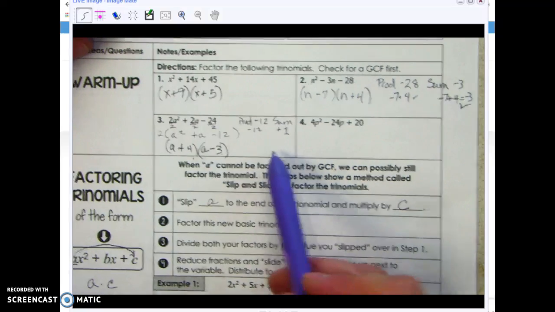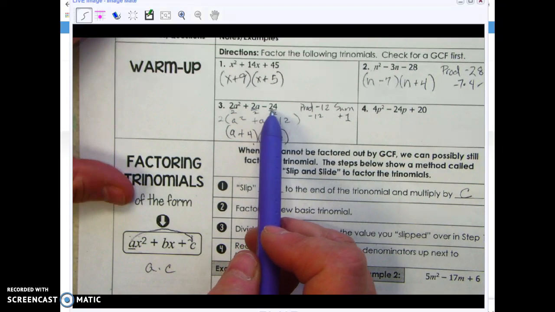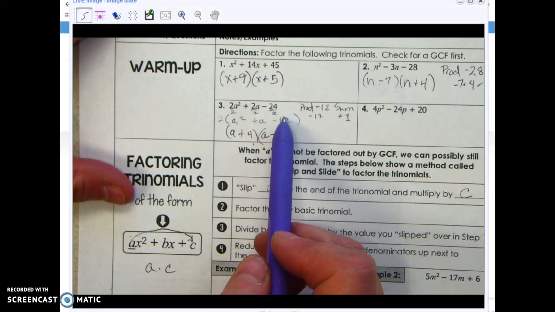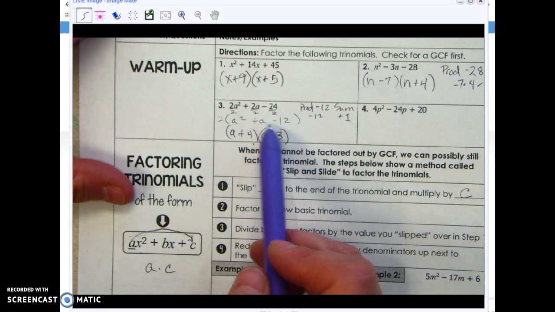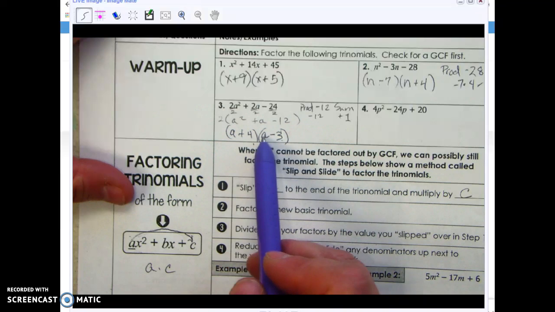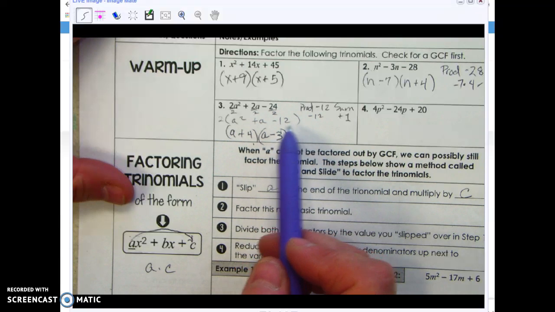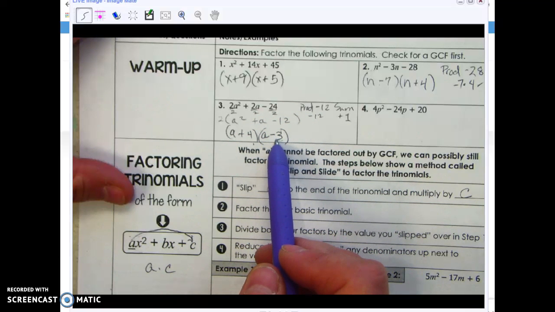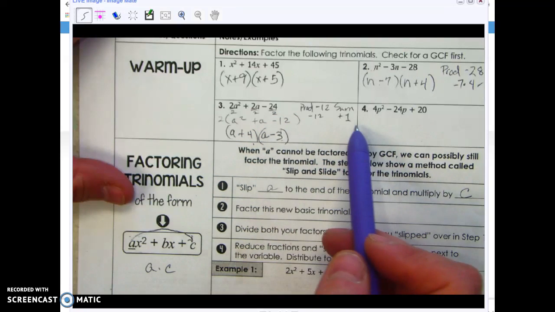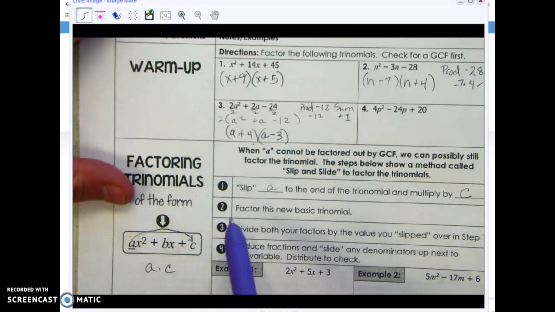And then we did the same thing on number 3, but on number 3 we had a greatest common factor that we could take out. So we divided each one by 2, and we ended up with a squared plus a minus 12. And again, an a and an a goes there. That's easy. It's the only option. So what are we looking at? How do we get negative 12? Positive 4 times negative 3. Positive 4 times negative 3 multiplied together gives me negative 12. But when I add negative 3 to 4, it gives me a positive 1.